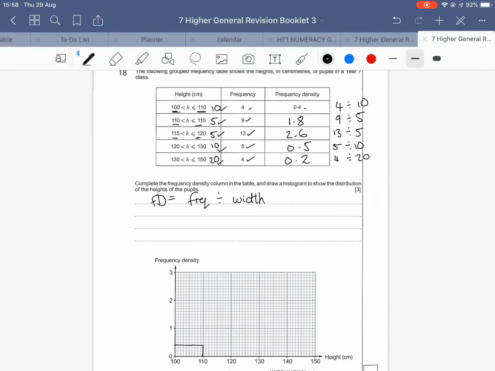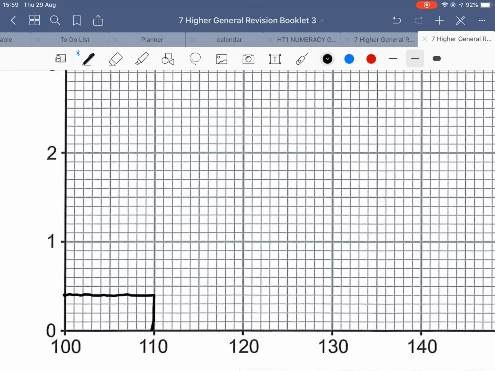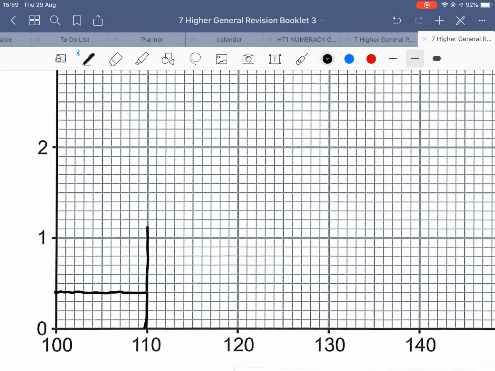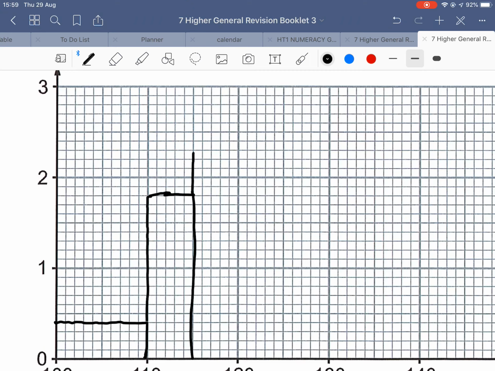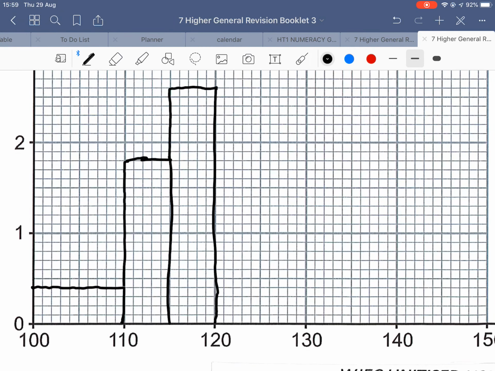The next one is 110 to 115, so that's where my borders are going to be. I'm going to go up to 1.8, so 1, 2, 3, 4, 5, 6, 7, 8. Next one was 115 to 120, and it goes to 2.6, so 1, 2, 3, 4, 5, 6. Why am I not using my ruler? Don't know. Next one, 120 to 130, is 0.5.